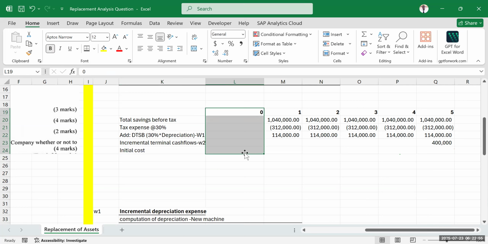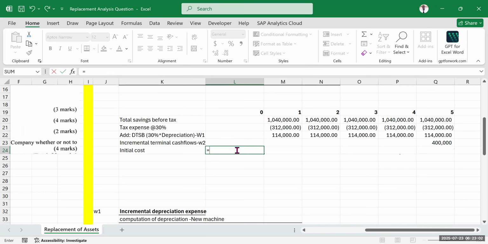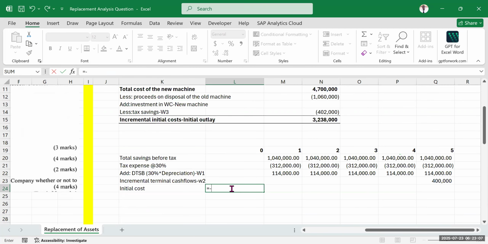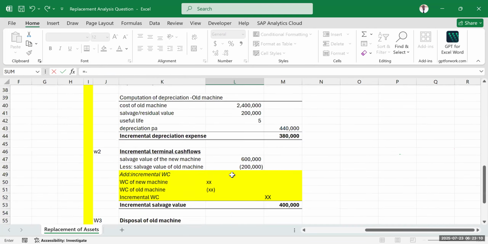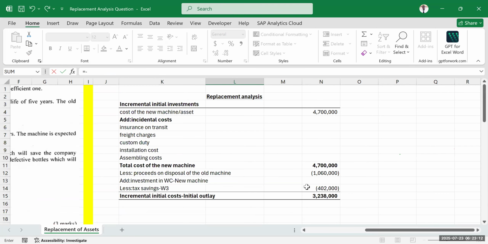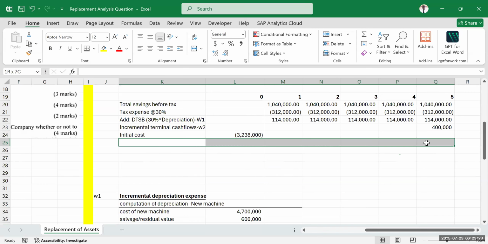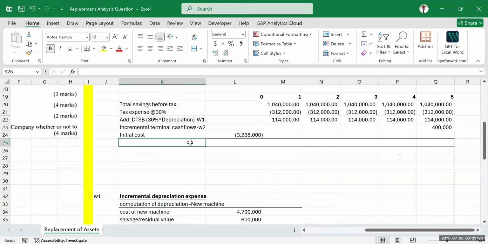If you make a decision to purchase the new machine and dispose of the old one, this initial cost has to come in place. And the initial cost that we've just computed is an outflow, so it will come as a negative because you are spending. Where is it? Initial cost, it is up here, this one. So I'm bringing it in here as an outflow. This is the cash flows we are following here. So all these adjustments are what is going to give us net cash flows.